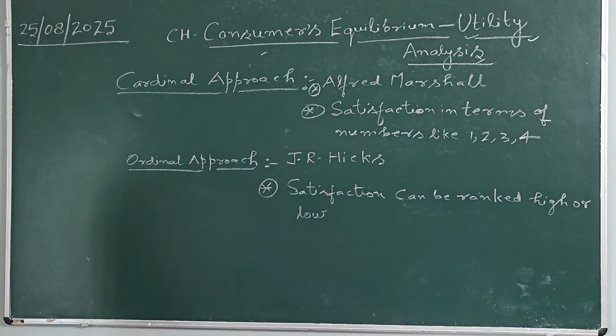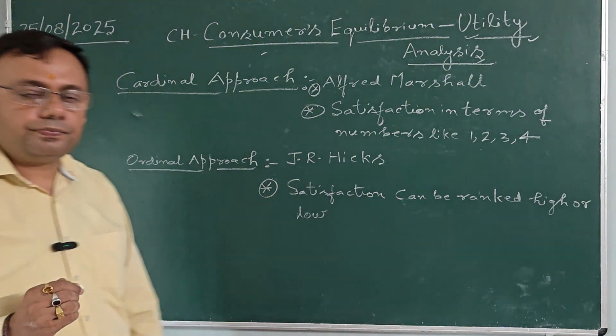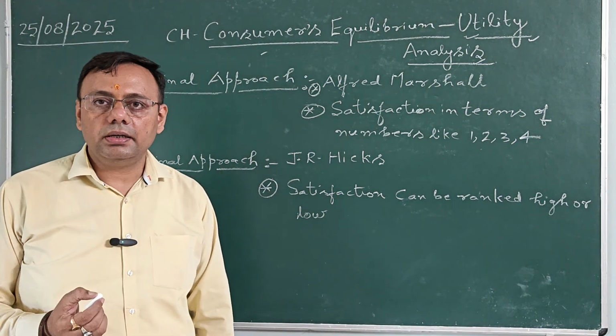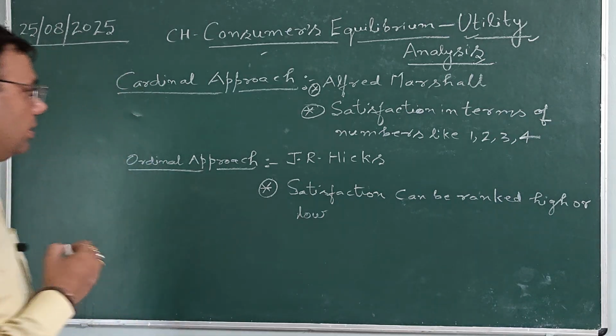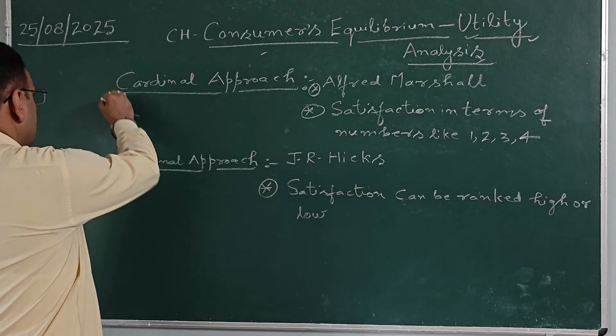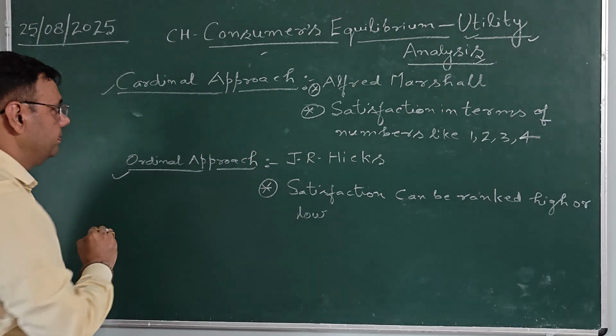So how do we measure the utility? अब utility को हम कैसे measure करेंगे? इसके कोई approach भी तो होनी चाहिए. So there are two approaches. First is the cardinal approach and next is the ordinal approach.